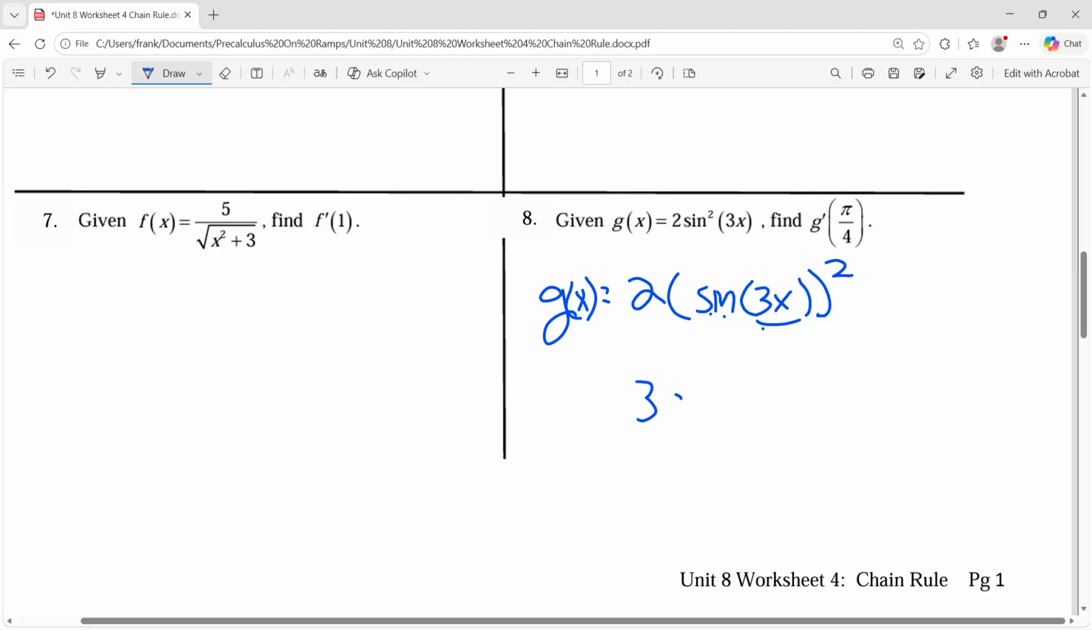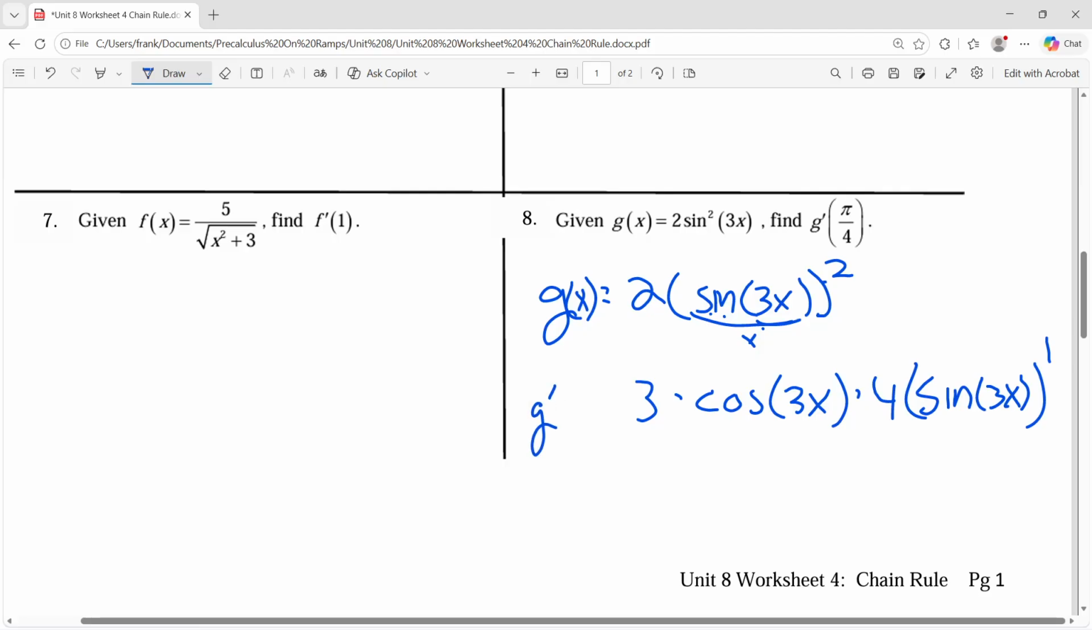And what's the derivative of sine? Cosine. So cosine of 3x. Then I have to act like this is just one big x. So 2 times 2 is 4. And then sine 3x, 2 minus 1 is 1, to the first power. And now I want g prime of pi over 4. So this is g prime of x. Now I just plug in pi over 4.